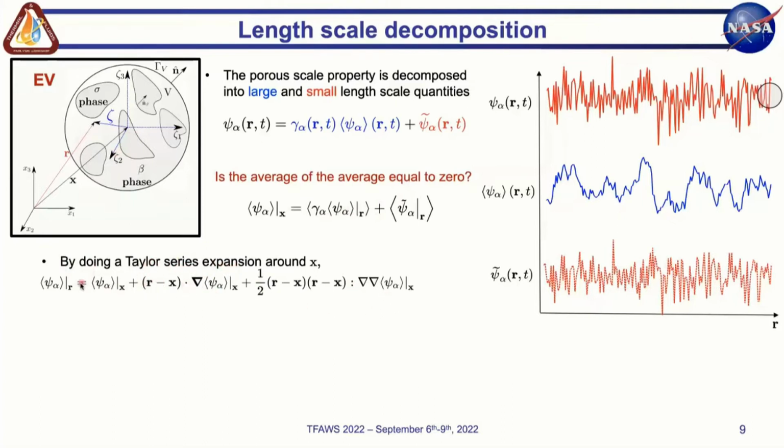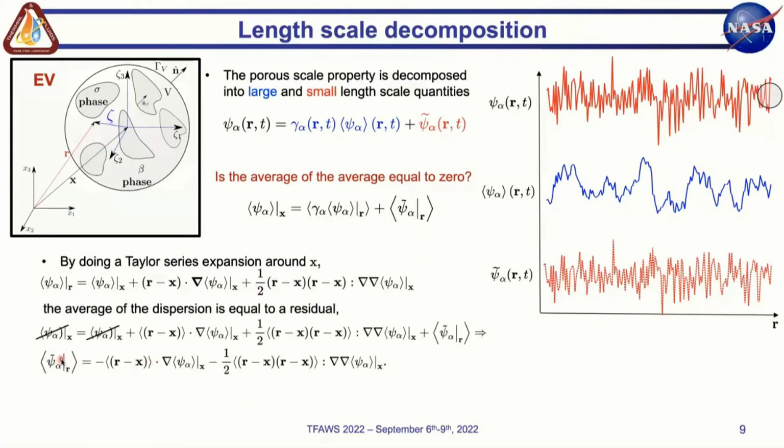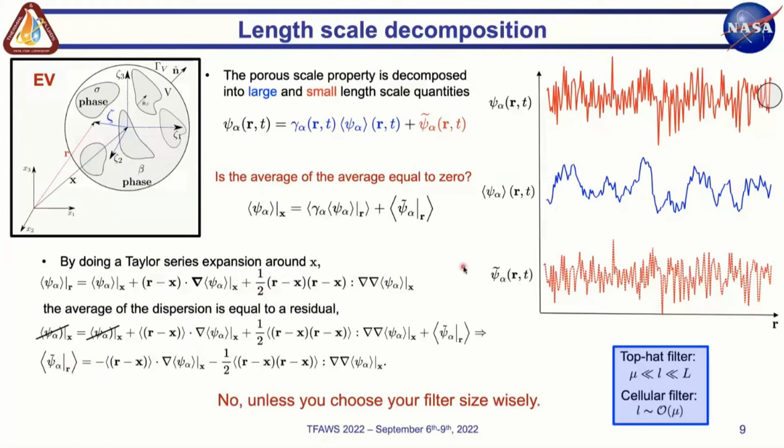So if we plug this back into this equation here, we see that the average of the perturbation terms is not exactly equal to zero. So to answer this question, the answer is no, unless you choose your filter wisely. And what do I mean by that? It means that the size of your filter matters.